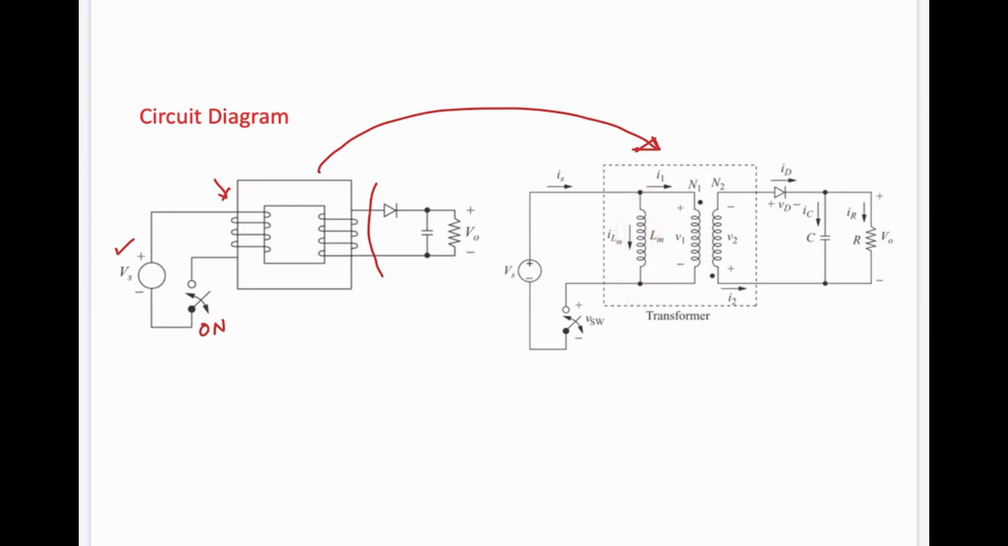Okay, so when the switch is closed, the current will flow through the magnetizing branch and through the switch, and this will be the path of the current. So energy will be stored over here. So we will analyze the flyback converter circuit by considering the equivalent circuit of the transformer that is shown over here.